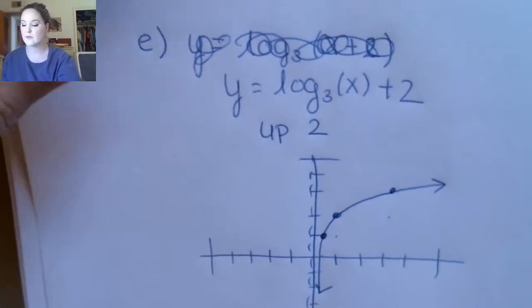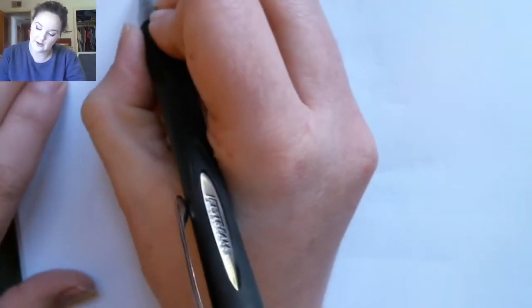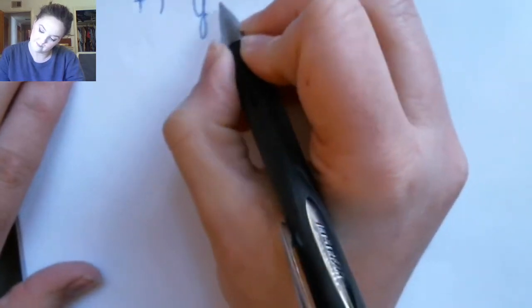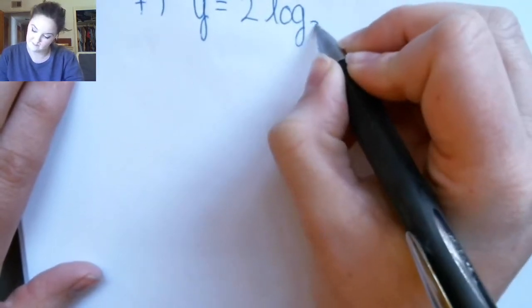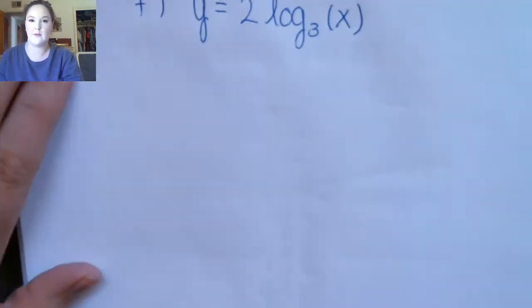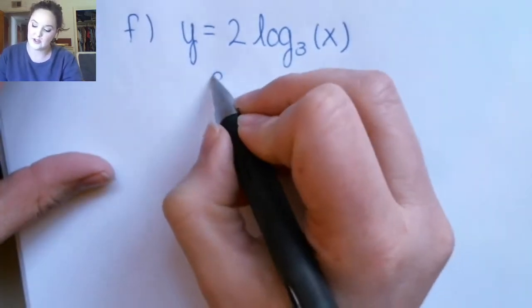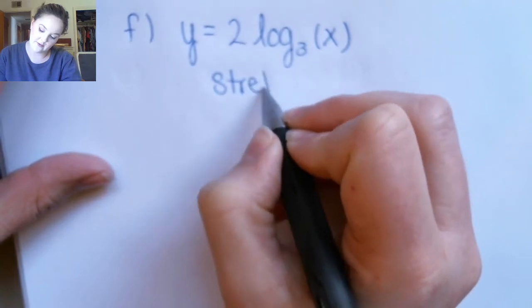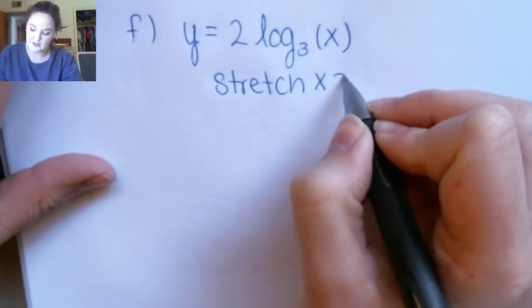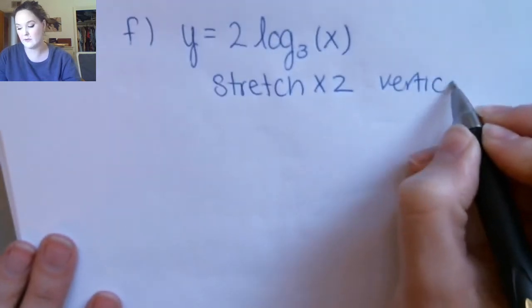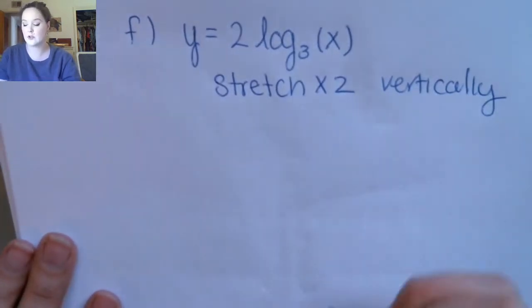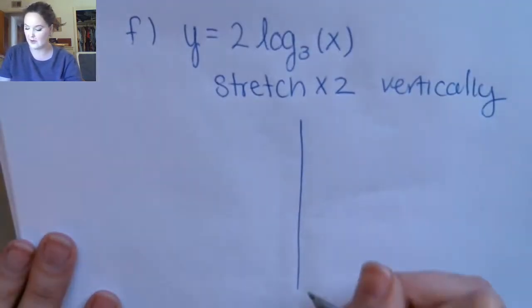Now the last transformation I want to look at is the one that's arguably the hardest. The stretching. So this is going to stretch the graph times 2. So this is vertical, so it should look taller and skinnier than the base graph.